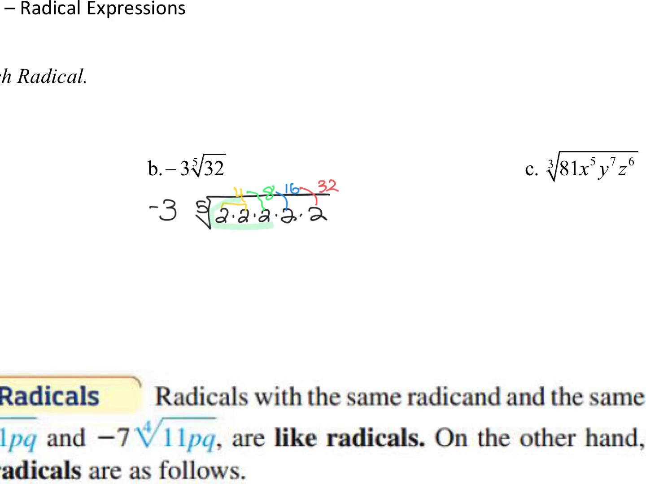So there's 5 of them. I made one group. Since I made one group, 2 gets to come out, and there's nothing left inside the radical. So I have negative 3 times 2, which is negative 6.